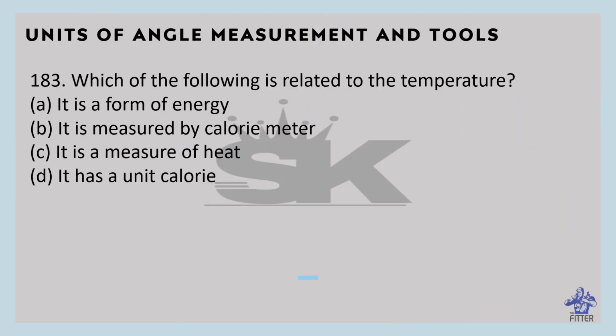Which of the following is related to the temperature? It is a measurement of heat. Temperature is the measure of coldness or hotness shown in terms of any measuring scale. It indicates the direction in which heat energy spontaneously propagates.